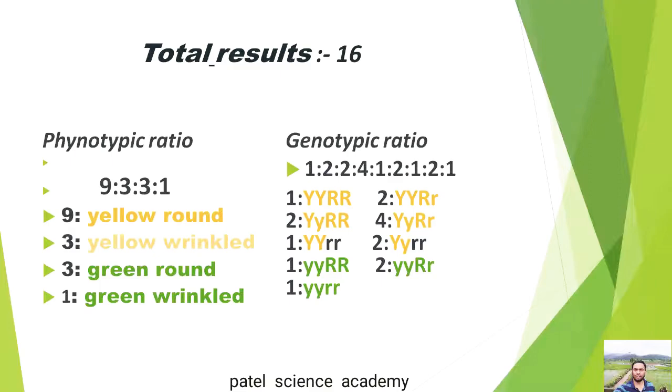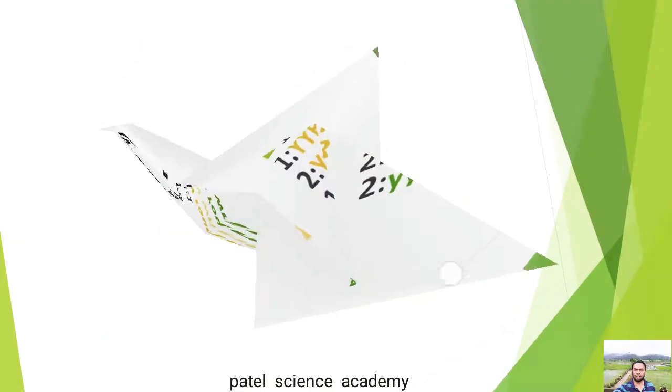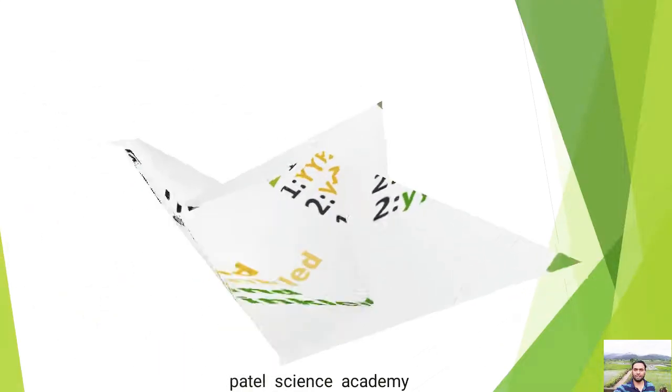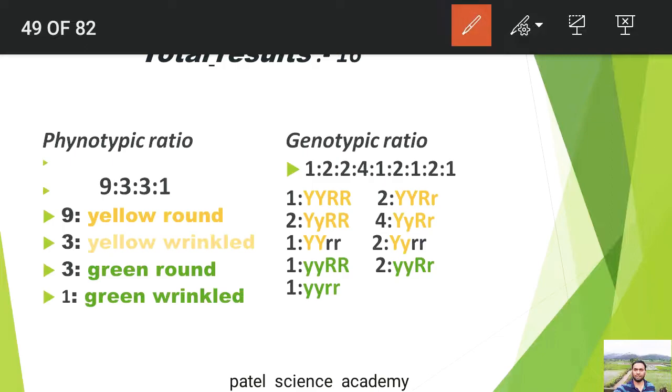Out of that 16 results, capital YY, capital RR is 1. Then capital Y, small y, capital RR, we got this genotype 2 times. Then capital YY, small rr, only 1 time. Then small yy, capital RR, 1 time. Then small yy, small rr, 1 time.